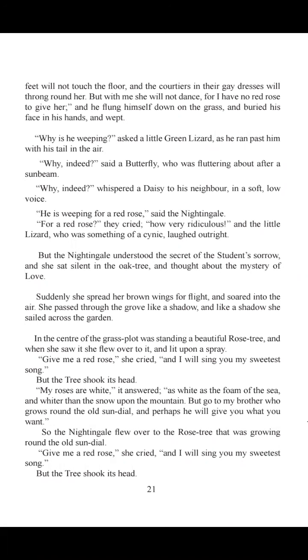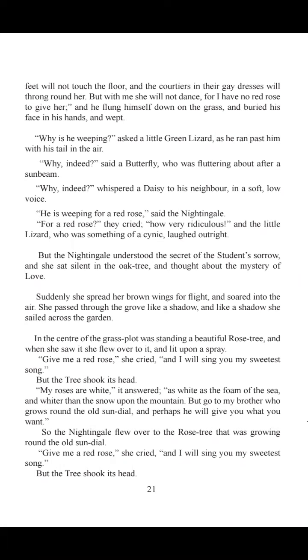"In the center of the grass plot was standing a beautiful rose tree, and when she saw it, she flew over to it and lit upon a spray. 'Give me a red rose,' she cried, 'and I will sing you my sweetest song.'" So the nightingale can sing very well. Now you understand that this whole sequence of incidents in the plot is becoming very interesting. The reader wonders whether the nightingale can find a red rose or not.